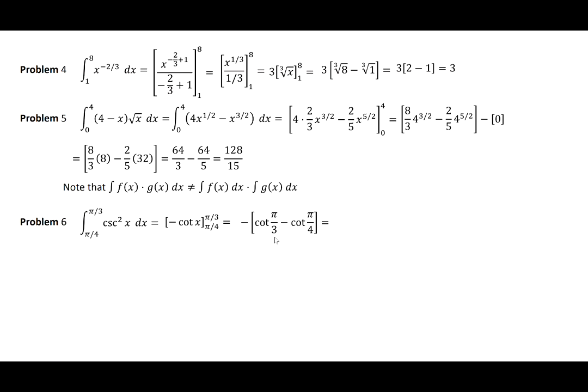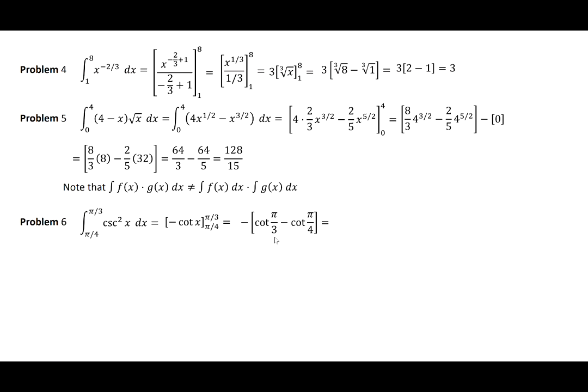Yep, I like to figure things out that way. If you're asking me for cotangent of some angle, I figure out what is cosine of that angle over sine of that angle. So cosine of 60 degrees is 1/2 over sine of 60 degrees, square root of 3 over 2. When you simplify it, you just get 1 over square root of 3.